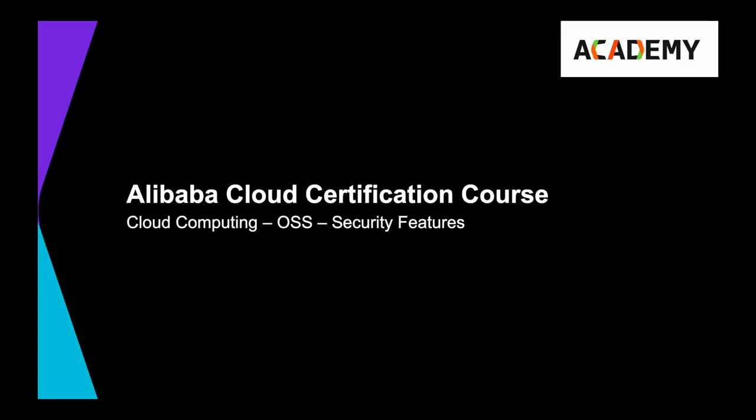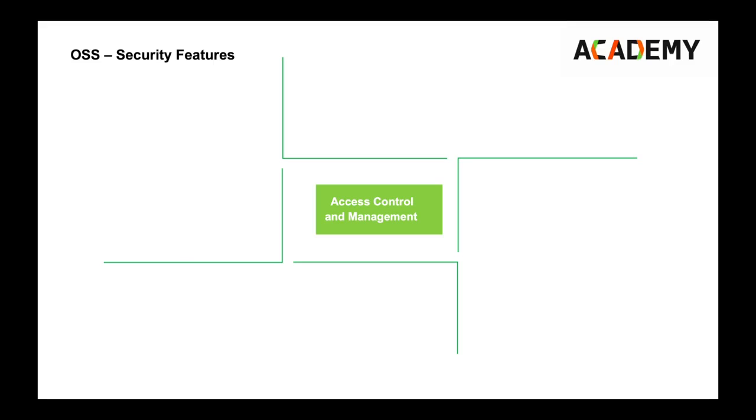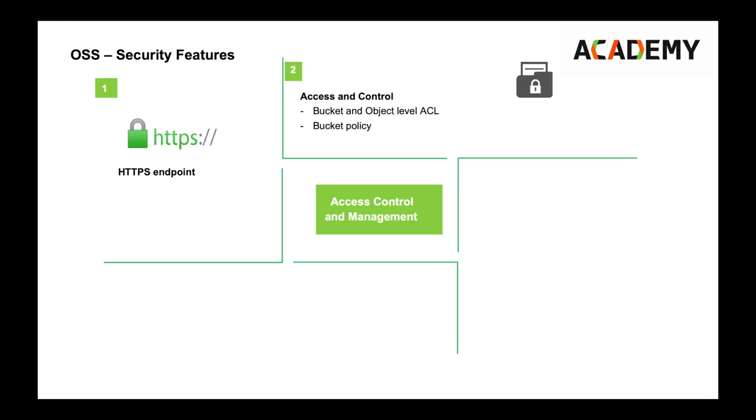OSS Security Features. Let's take a look at some of the security features that are built into OSS. So the first is, of course, SSL or TLS. This is HTTPS security. This is encryption of data in transit. So there is an HTTPS endpoint for every single Alibaba Cloud region which OSS supports. So all of your data in transit can be encrypted via HTTPS.